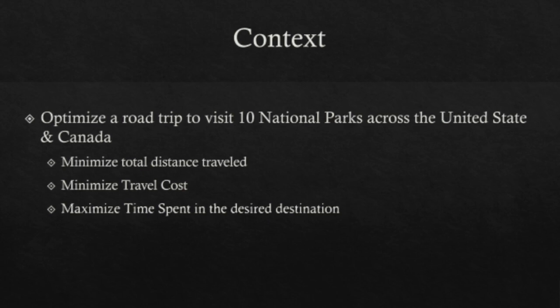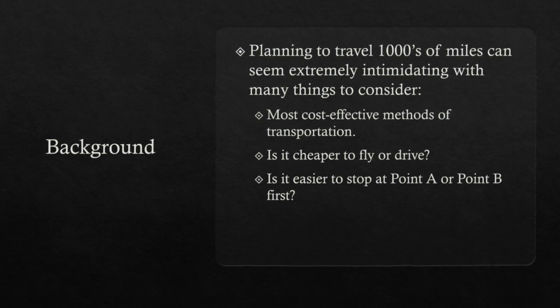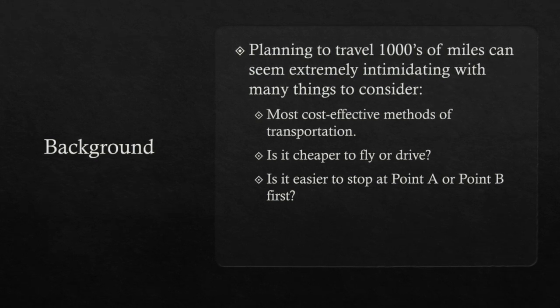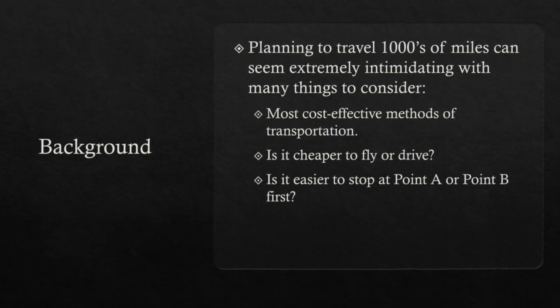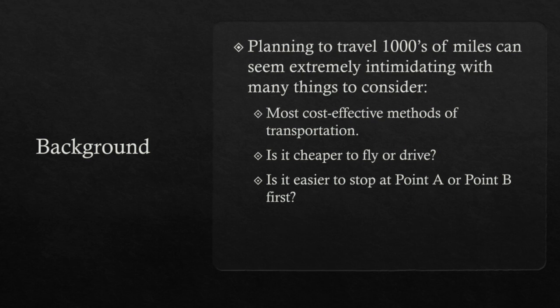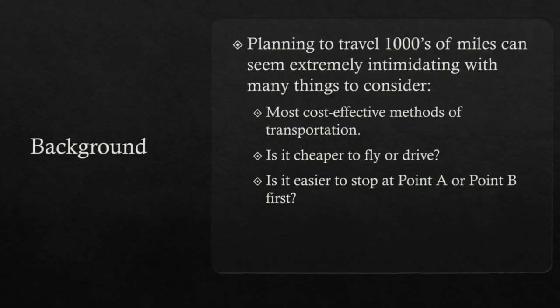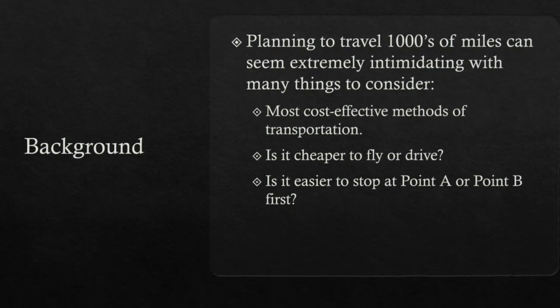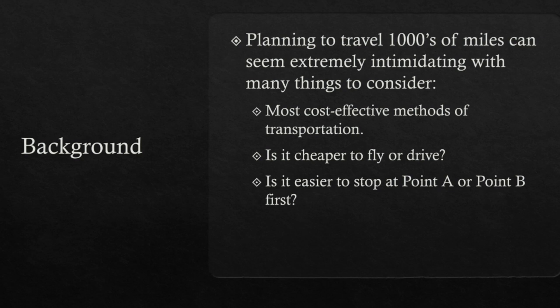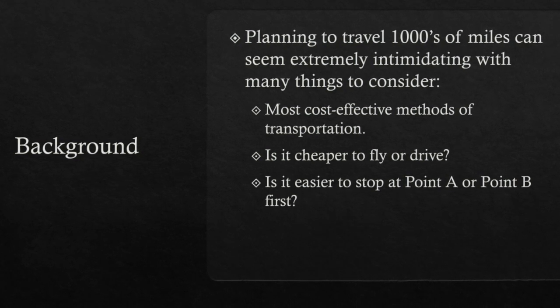The motivation behind choosing this problem is trying to alleviate one of the most intimidating parts of traveling, the cost and the time spent planning the trip. Some of the questions we are trying to help answer are, is it easier to stop at point A or B first? Are the distances so far apart that it would be better to fly than drive? All of these variables combine into a fairly complicated problem that can be solved with computational optimization.